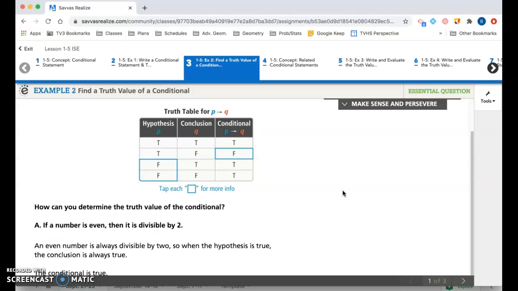And so the answer here, we can see, is that the conditional is true. An even number is always divisible by 2, so when the hypothesis is true, the conclusion is true, and so the whole conditional is true.